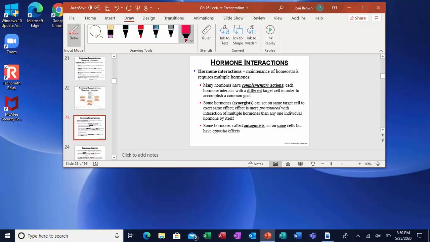Sometimes they work as antagonists. They work on the same cells, but they have opposite effects. Insulin works on the cells to store sugar. It comes from the pancreas. Glucagon also comes from there to release sugar. So they have different effects, but they work on the same cells to cause those effects.